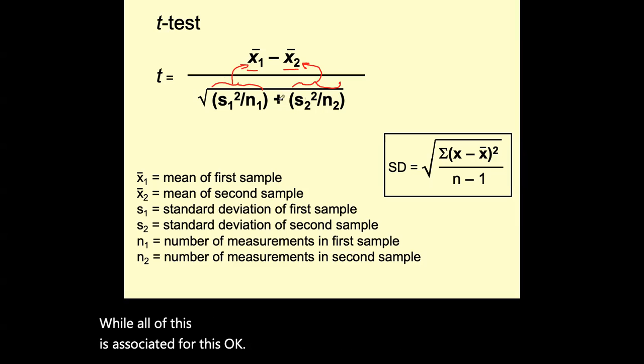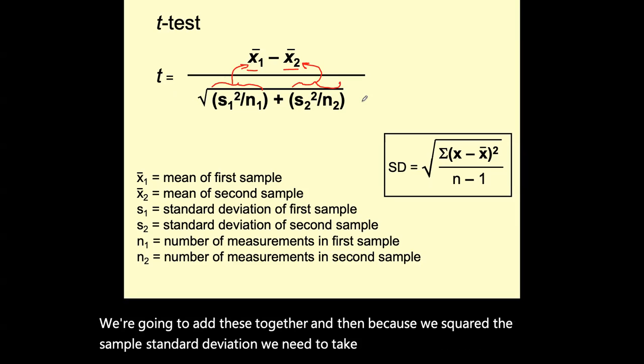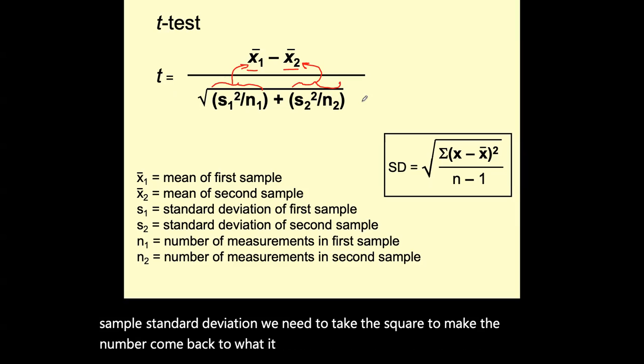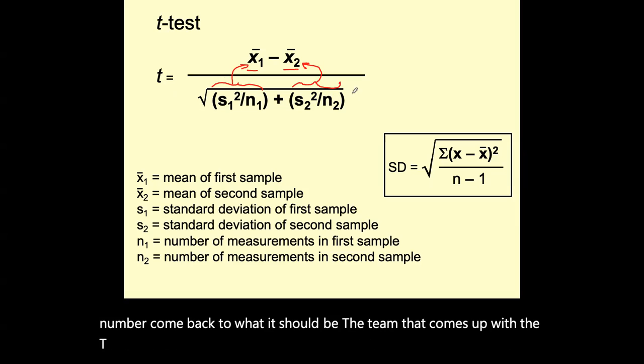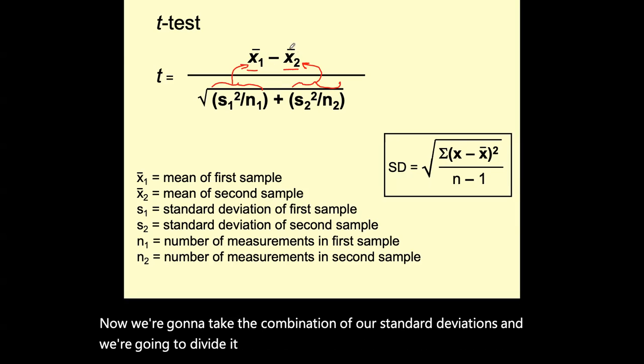We're going to add these together, and then because we squared the sample standard deviation, we need to take the square root to make the number come back to what it should be, the t that comes up with the t statistic, okay? Now, we take the combination of our standard deviations and divide it into our differences in means.